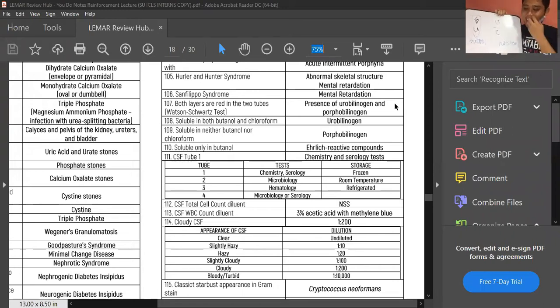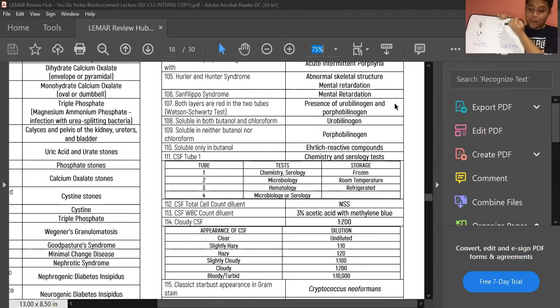I joke, sorry, mistake. Again, in the butanol tube, the bottom layer is red. In the chloroform tube, the bottom layer is colorless. What is that? Porphobilinogen. Okay, very good. So, porphobilinogen is colorless in the bottom layer.